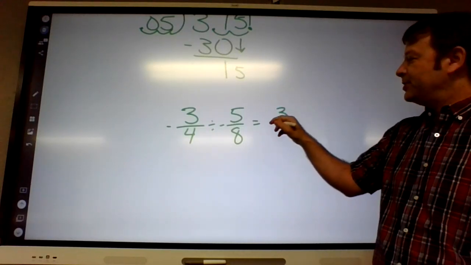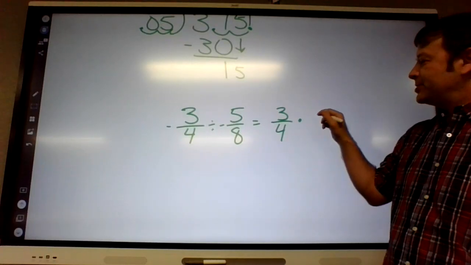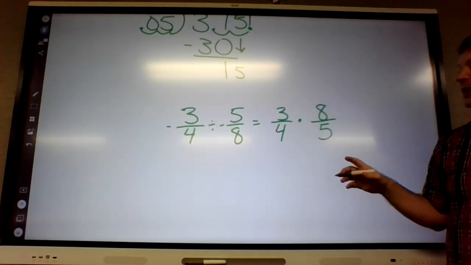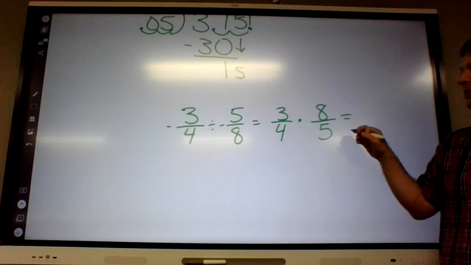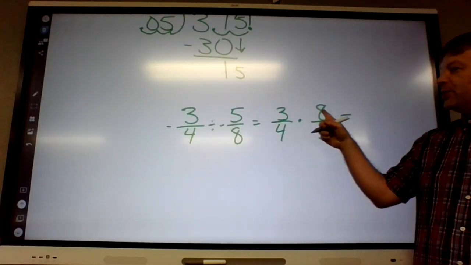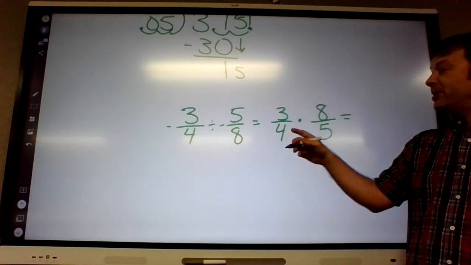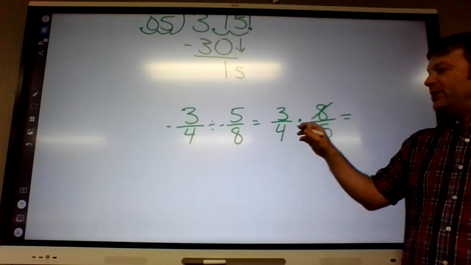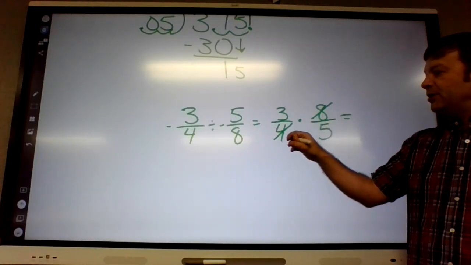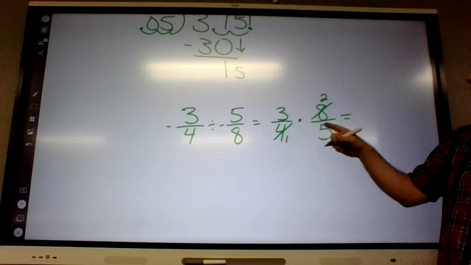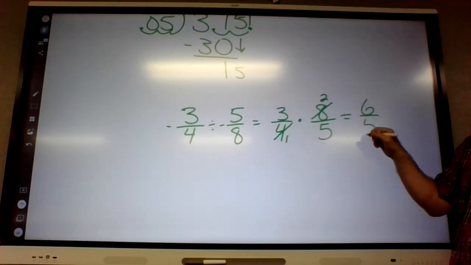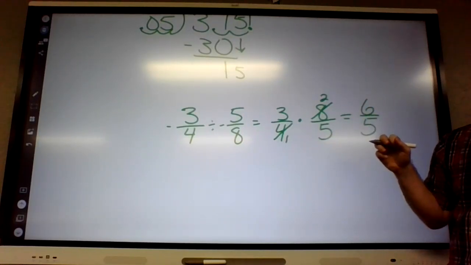So this becomes 3/4 times 8/5. And when we multiply fractions, what do we need to do? Cross cancel, like reducing. So what goes into 8 and 4? What can we divide both of these by? 4. You can divide by 2, but it wouldn't be enough to completely reduce it. So divide by 4, you get 1, and 8 divided by 4, 2. And top times top, and bottom times bottom. It's improper. Do we need to change that? No.